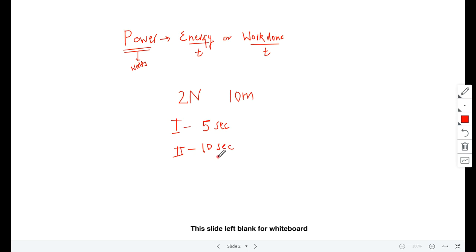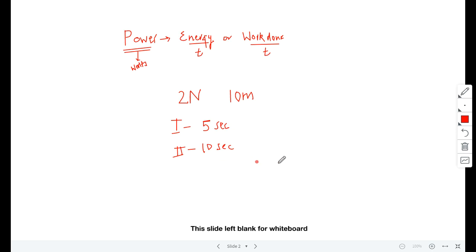Now you have to calculate the power required for motor 1 and for motor 2 and compare them. The work done here is 20 joules, and most people will do this in 5 seconds. So that's 4 watts of power. But most people do it in 10 seconds, which is 2 watts of power.